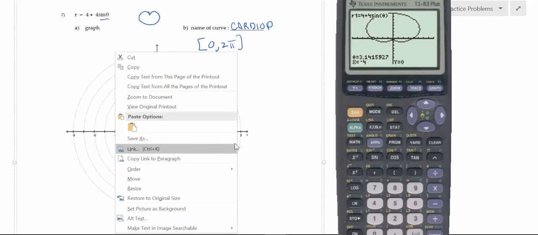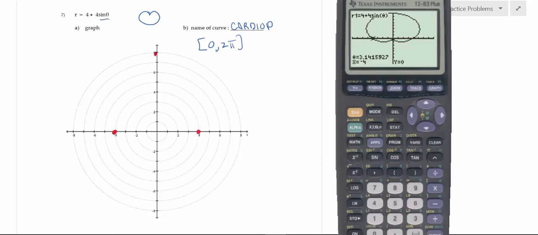Okay, get that dot. So I've got 3 good dots on this. Then I can trace at 3 pi over 2 if I want to. You can also do a table of values. I'll show you how to do that.